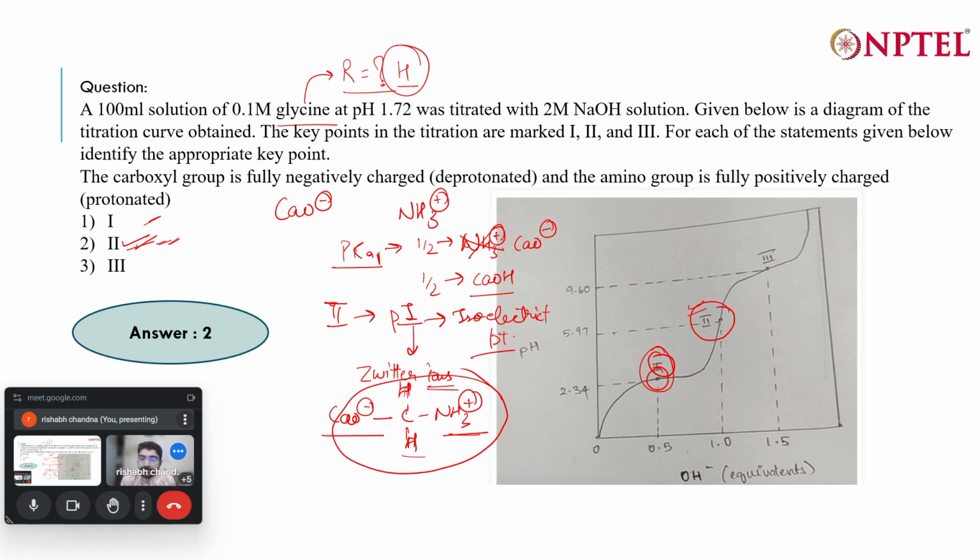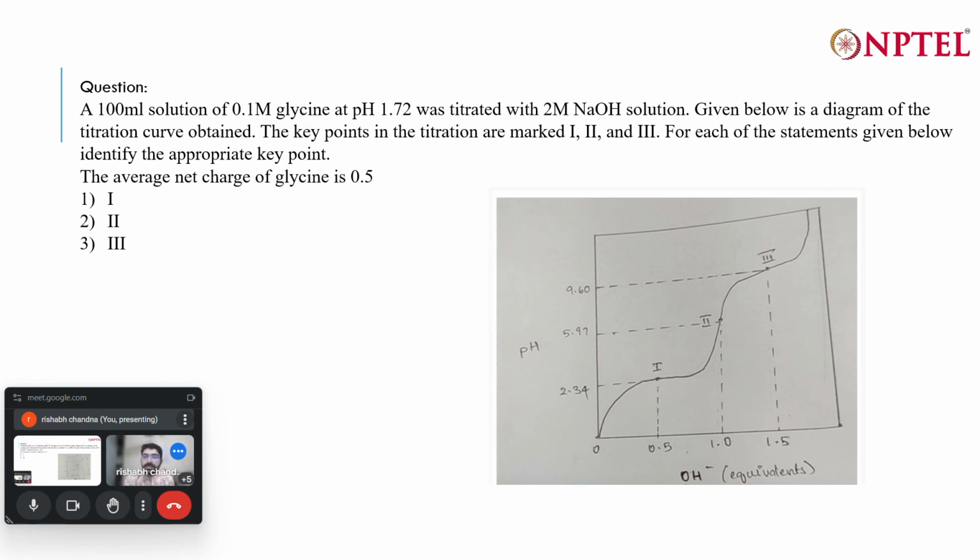Is it clear? Yes, sir. Okay, moving on to the next question. The average net charge on glycine is 0.5 at which of the positions?